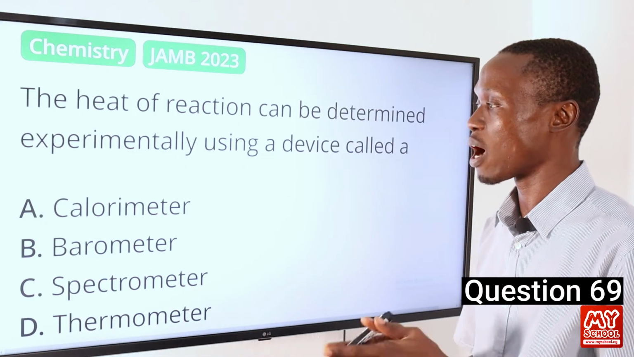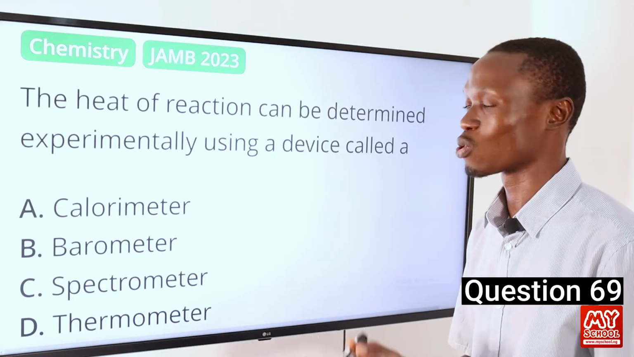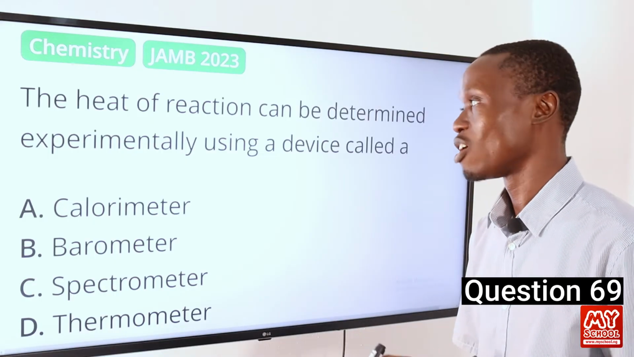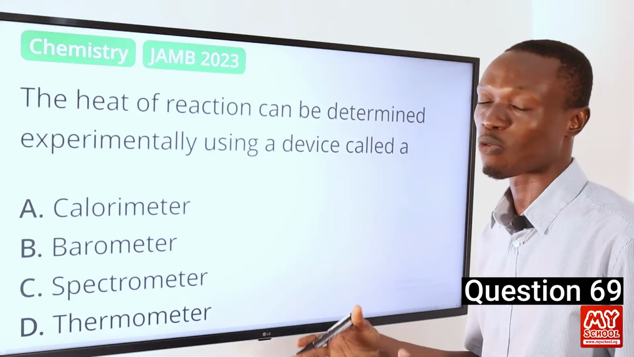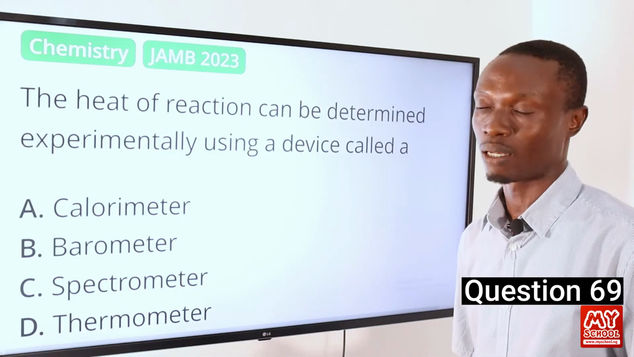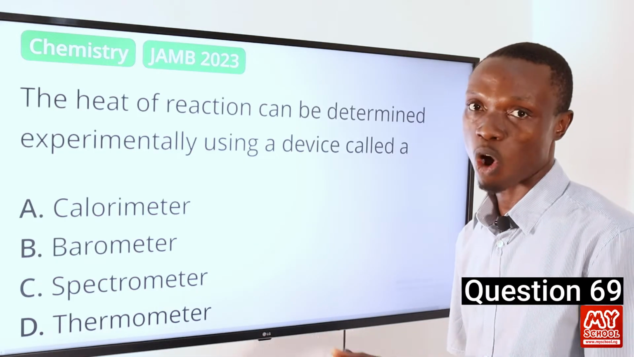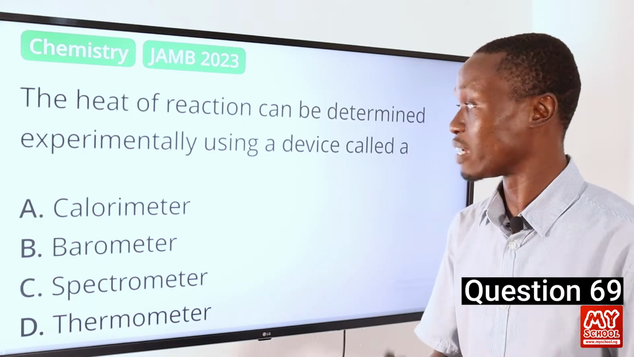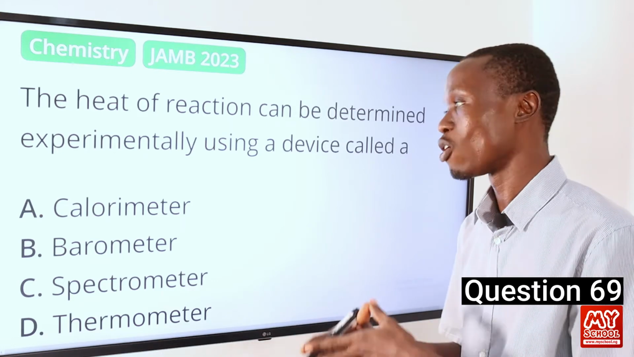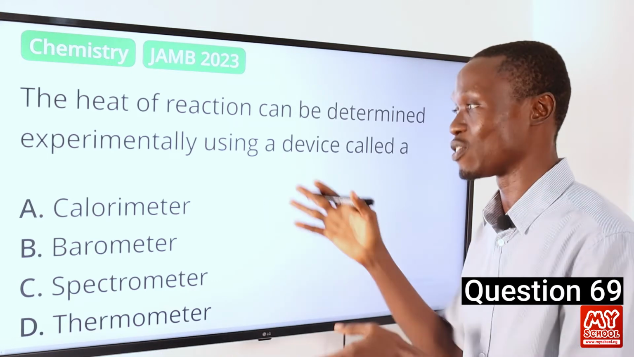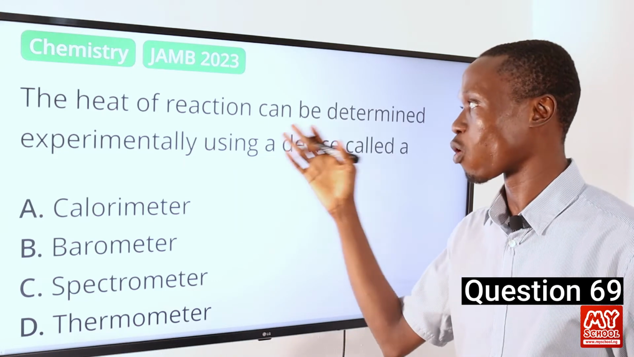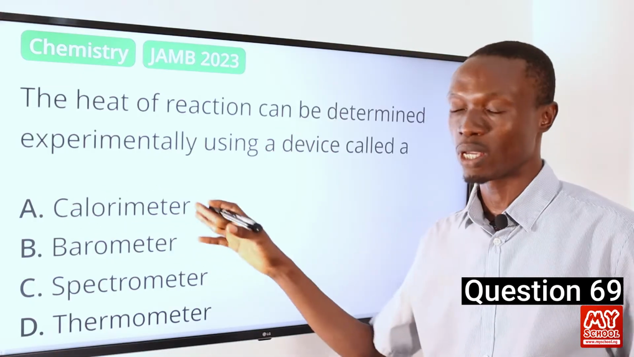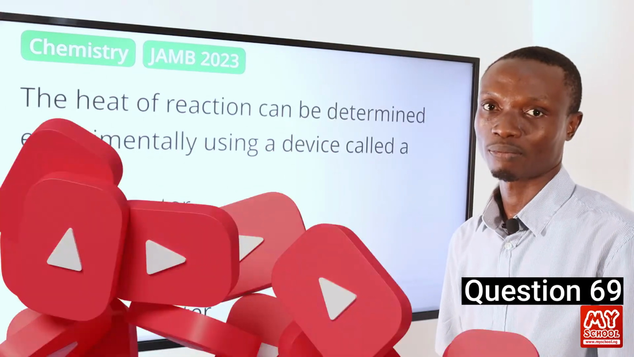Then A, we have calorimeter. A calorimeter is a device used to measure the heat of reaction experimentally. And how does it work? It works by isolating the reaction from the surroundings and measuring the temperature change of the surroundings, which is used to calculate the heat exchange. So the correct option to this question is option A, calorimeter.